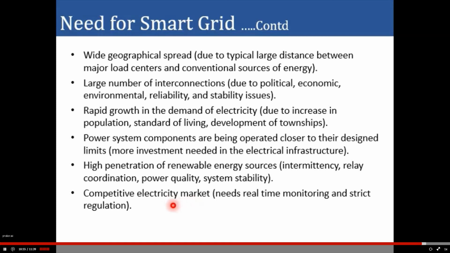In that case, we need proper monitoring and strict regulation, which is not possible with conventional power system monitoring resources. We need to deploy smart meters and associated advanced metering infrastructures to have proper monitoring of the system. So these are some of the reasons which say that we have to move now to a better monitoring and control regime, and that regime is possible with the help of the deployment of smart grid technology.